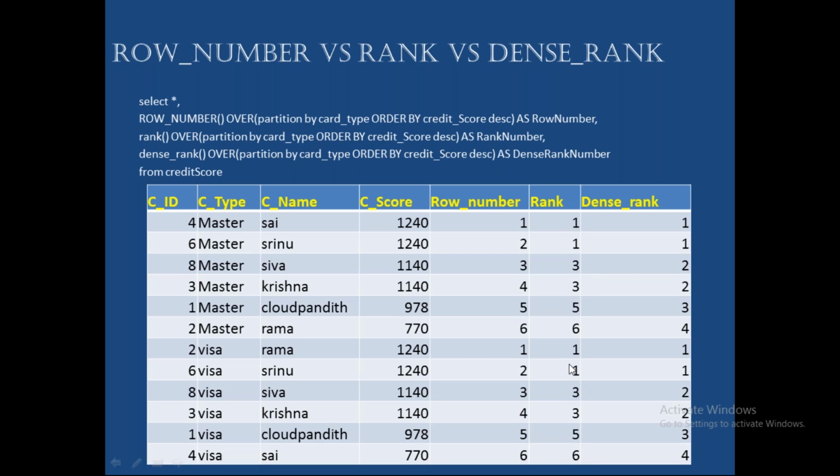Next group, same thing. In dense rank, it will not skip the rank. So 1, 1. These two people occupied first rank. These two people got the second rank. Third rank, fourth rank. Again first rank, second rank, third rank, and fourth rank, because this is another group. Okay, clear?